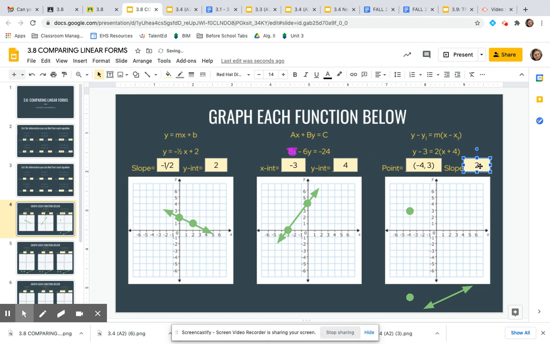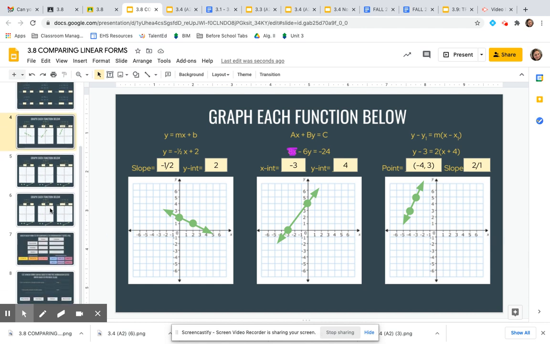Some of you have been writing that as 2 over 1. That's fine with me, because what you're going to do is go up 2 over 1 to the right, and then make a line that goes through those points. Bada bing, bada boom. And you're done.